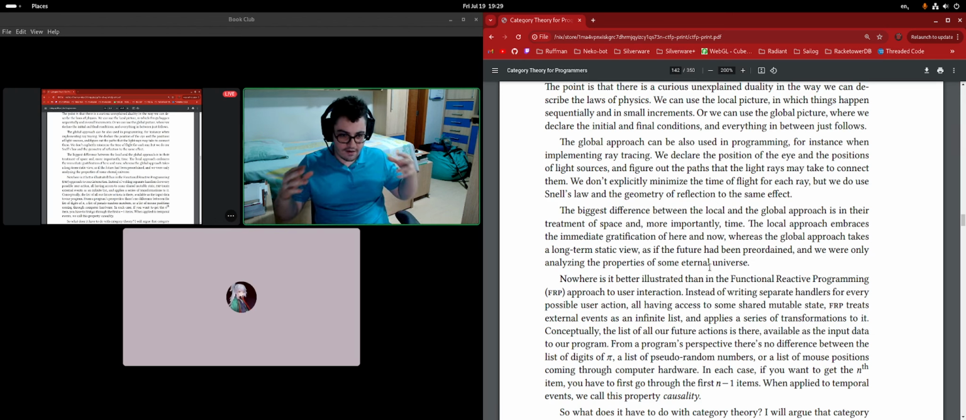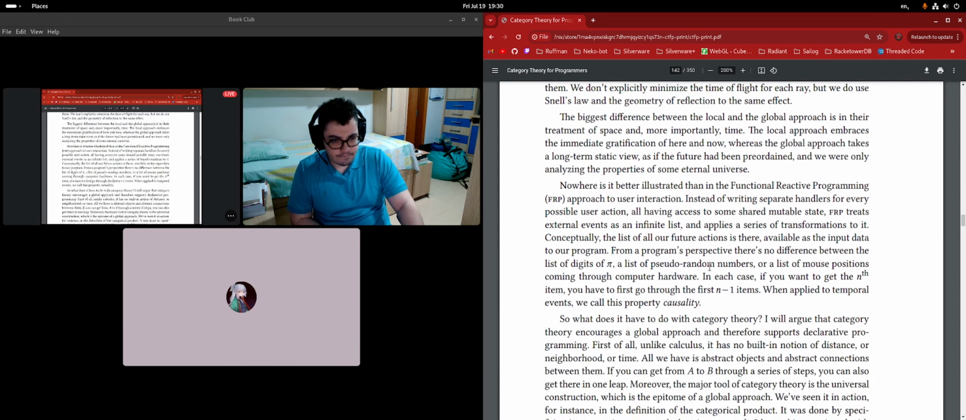So it's a very local, very specific way of doing that. And the global approach is more about, we have this state and this other state. What is the trajectory between those two? It's more like high level. Yeah. So then we have the example of FRP, basically establishing that it's a global way of doing reactive programming.